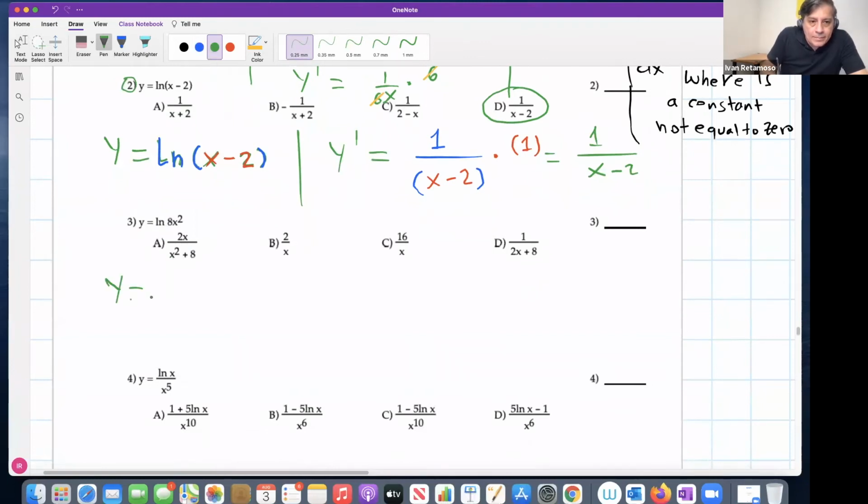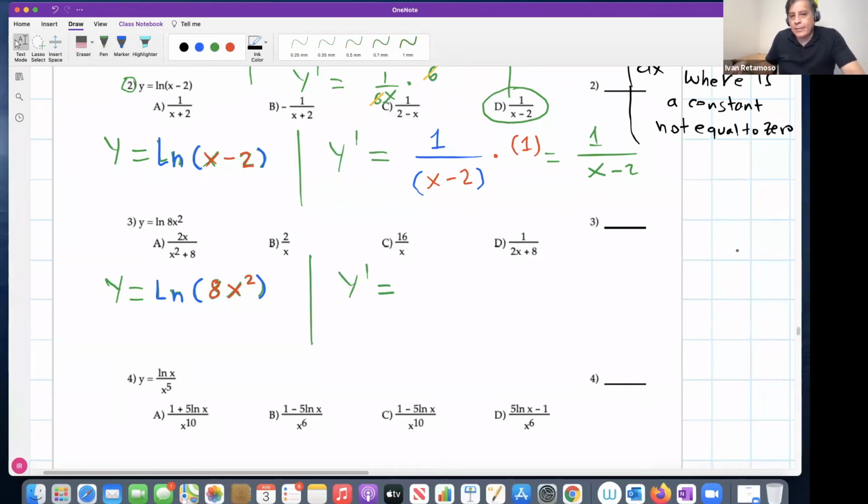y equals natural log of, let me use parentheses, 8x squared. Can you try this? Again, the hint: look at this natural log as your outside function. And look at this 8x squared as your inside function, okay? Yeah, go ahead. y prime. Use the chain rule, right? Simplify if needed.